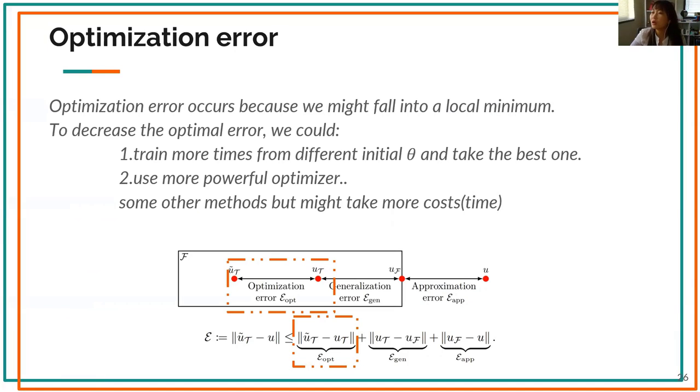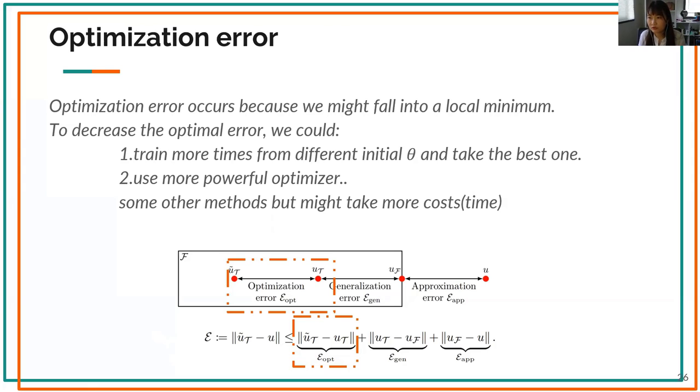Optimization error occurs because we might not find the global optimal solution for the parameters. Because we might find some local minimum of the loss function, and we might stop at those parameters that only lead us to the local minima, but not the global minima of the loss function. So that's why the optimization error occurs.